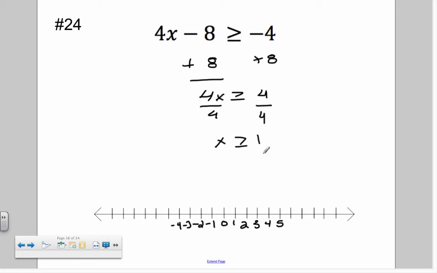Okay, so I have to start at 1, and I have to figure out what kind of circle I'm going to have. Is it going to be an open circle or a closed circle? I can choose that based on my sign. It is greater than or equal to, which means I'm going to have a closed circle. Closed circle means I'm including 1 in my answer. And then I can figure out where I want my arrow to go. Well, x is greater than or equal to 1, meaning I need all values that are greater than 1. So 2, 3, 4, and 5 are greater than 1, therefore I want my arrow to go that way.